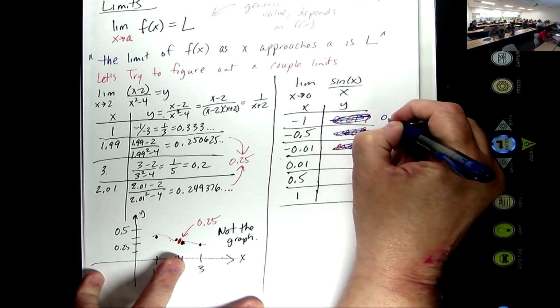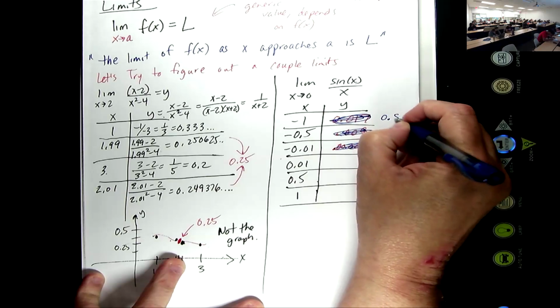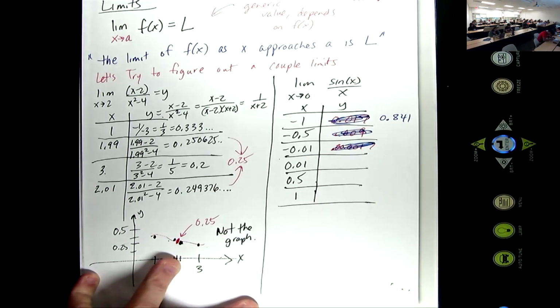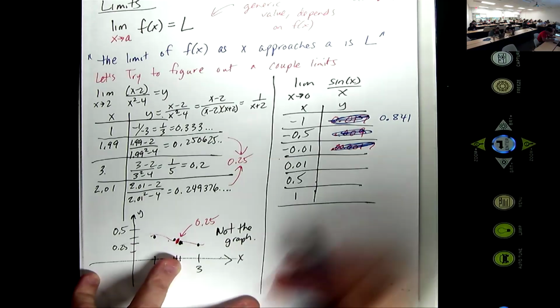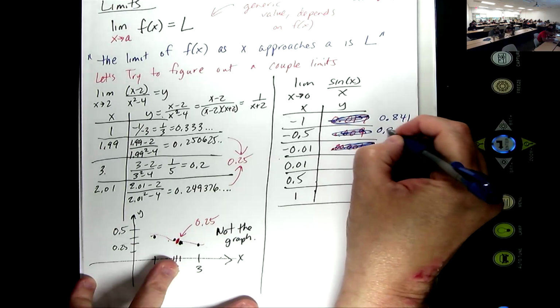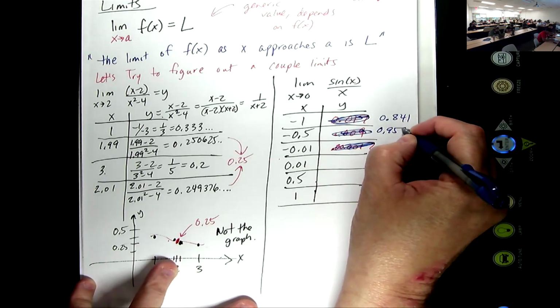0.841. That sounds more right. Second one's 0.959. That's good.